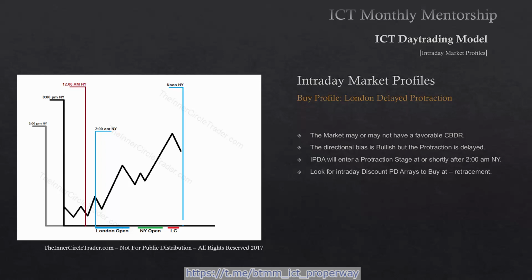So what we can do is, if we see all those indications are there at midnight, we can either take a nap or we can stay up and wait to see if there's that delayed protractionary stage or Judas swing that begins at 2 a.m. and will retrace lower, and it will seek an intraday discount PD array, and you'll be buying that during that retracement. So basically it would be like a classic intraday optimal trade entry long, or a bullish order block closing in a fair value gap below market price, or a liquidity void. That movement lower will create that London entry for a London delayed protractionary day.